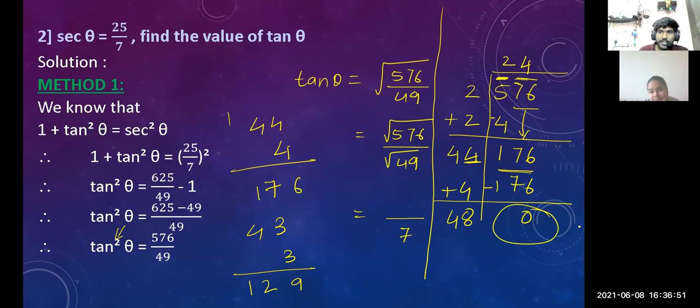So we stop when we get 0 here. Okay, and when there are no more terms to bring down, we stop. And here the quotient will be the answer. So what is the answer? 24. So square root of 576 is 24.